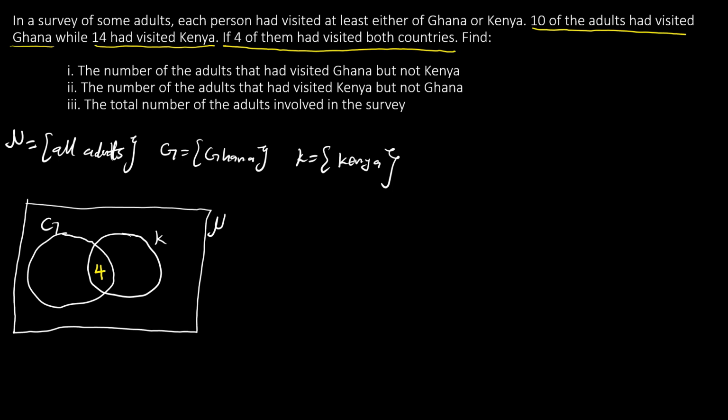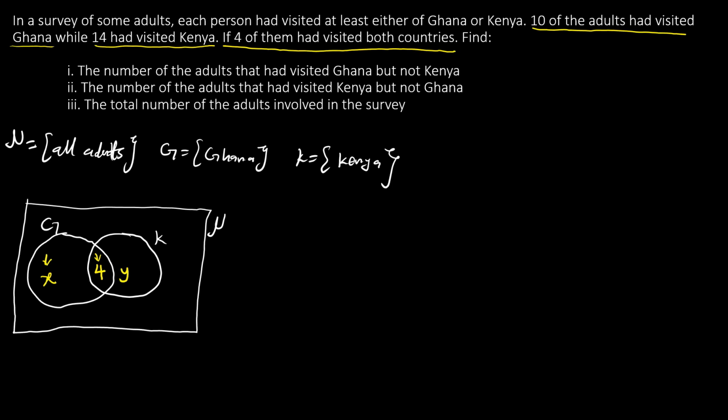For the sake of clarity, we should now write 10 here directly, that 10 has visited Ghana, because this 4 is part of Ghana. So if you put 10, that means you are saying 10 plus 4 has visited Ghana. But we should put X here, since this point represents the people that have visited only Ghana, but not Kenya. This point X and point 4 must be equal to 10. And also for Kenya, we should put Y here, since we are looking for people that have visited only Kenya. We already know people that have visited Kenya, but we don't know people that have visited only Kenya and only Ghana.